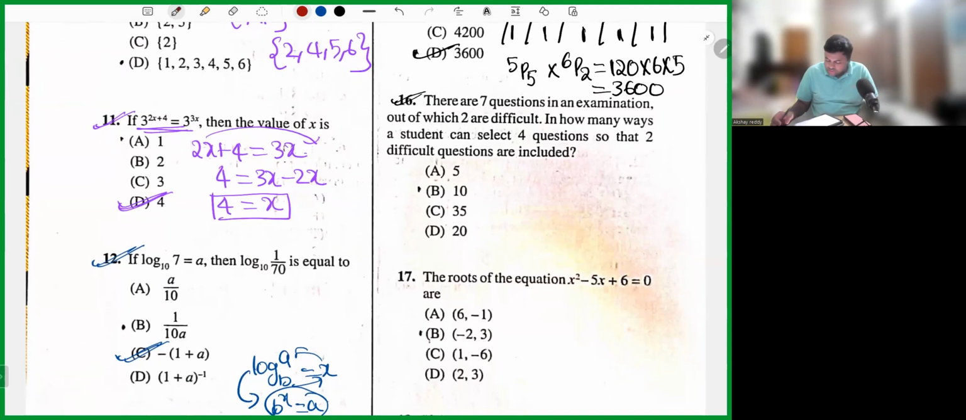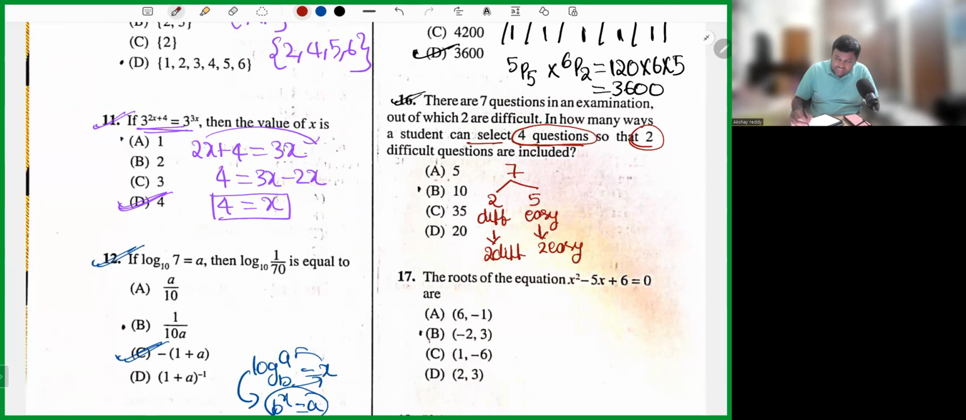Now, question number 16. There are 7 questions in an examination, out of which 2 are difficult and 5 are easy. In how many ways can a student select 4 questions so that the 2 difficult questions are included? 4 questions he will select. In these 4 questions, he is telling 2 are difficult, which means obviously 2 are easy.